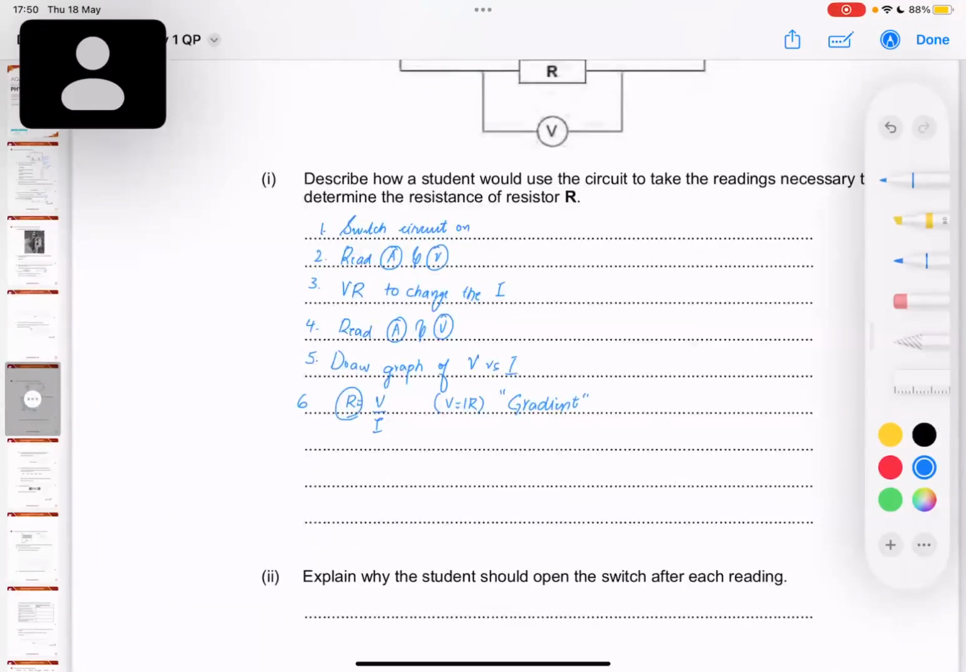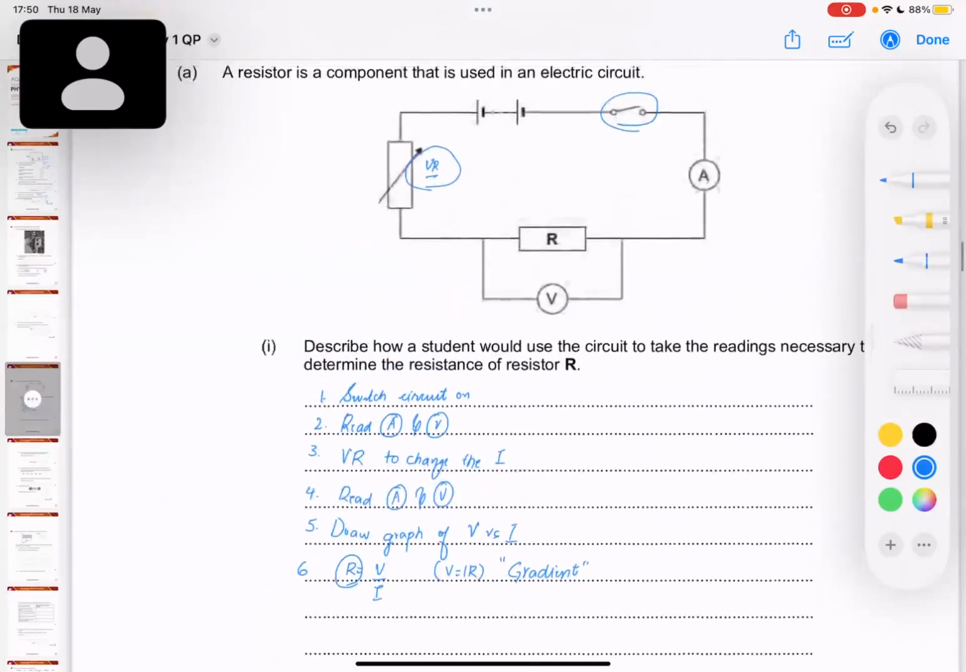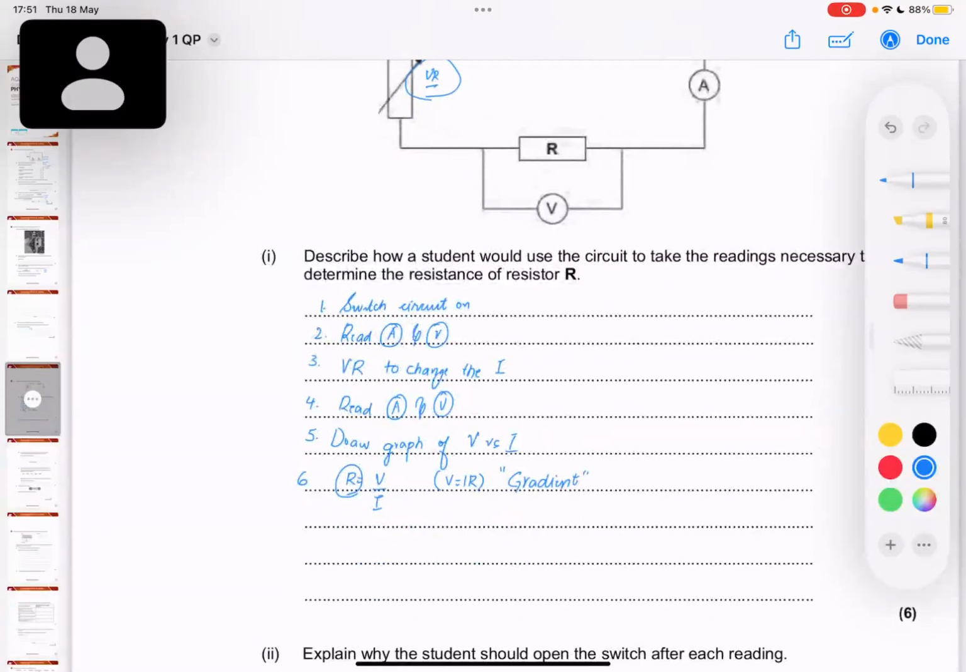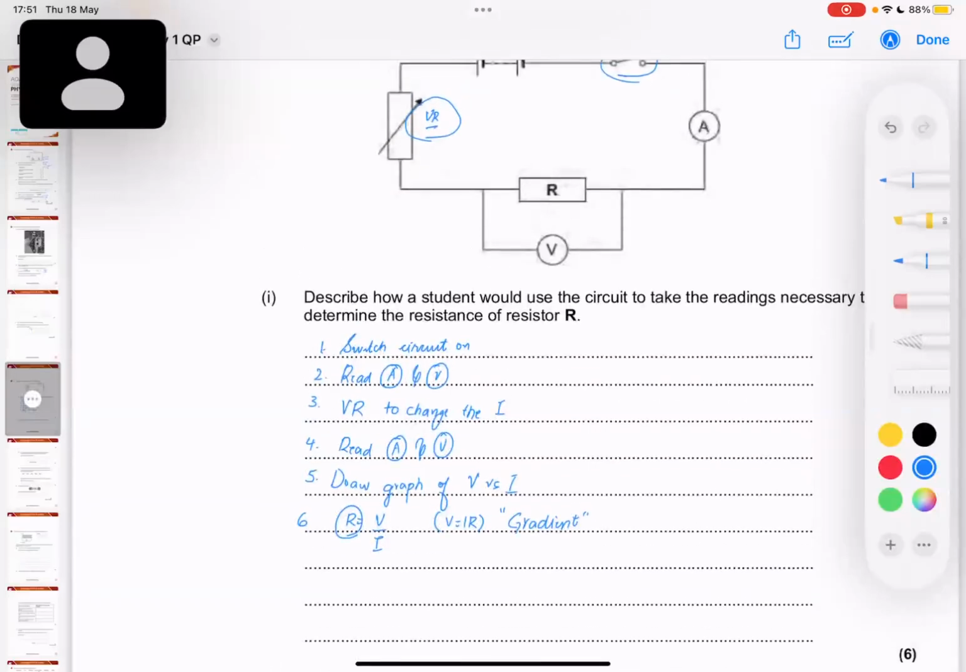So 6 marks. So thinking was along the right lines. It's just that for 6 marks, you want to write exactly how you would do it, so step by step. So you want to switch on the circuit first, of course, otherwise it's not going to conduct any electricity. Then you want to read your initial ammeter and voltmeter readings. Then you want to change the variable resistor to give different resistance in the circuit. And then you want to keep taking your ammeter and voltmeter readings after you've been changing your variable resistor resistance. And then you want to draw a graph of V versus I. So V usually on the y-axis, I on the x-axis, and then the gradient will give you the resistance.